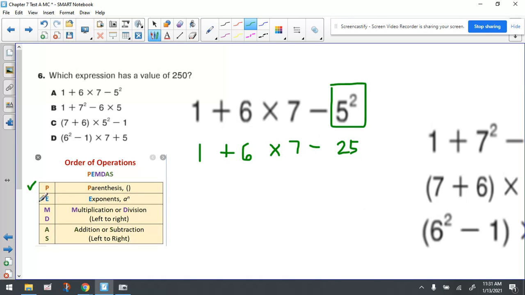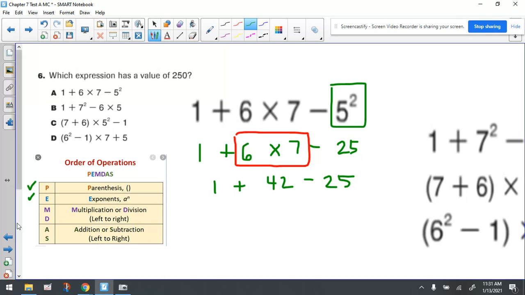All right, so now we're done with exponents. Let's move on to what M and D stands for. That's multiply or divide, whatever comes first from left to right. Now we don't have both of those in this row. We just have multiply. So that actually makes it a little bit easier. We do the 6 times 7 and we get the 42. We have to add 1 to it, subtract the 25.